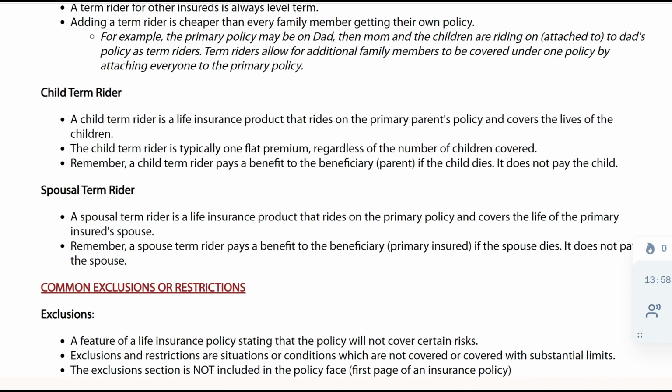Spousal term rider. A spousal term rider is a life insurance product that rides on the primary policy and covers the life of the primary insured's spouse. Remember, a spouse term rider pays a benefit to the beneficiary, the primary insured, if the spouse dies. It does not pay the spouse.